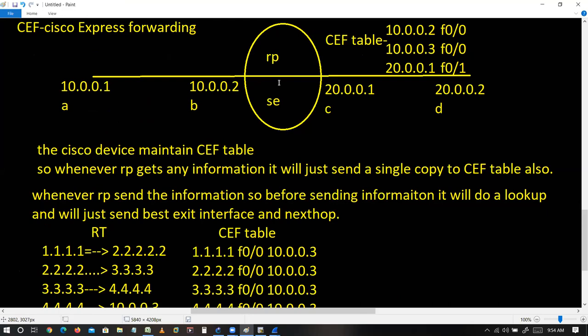Any doubt at this point? I think this is clear to you. Yes. Okay. So this is all about the switching method.